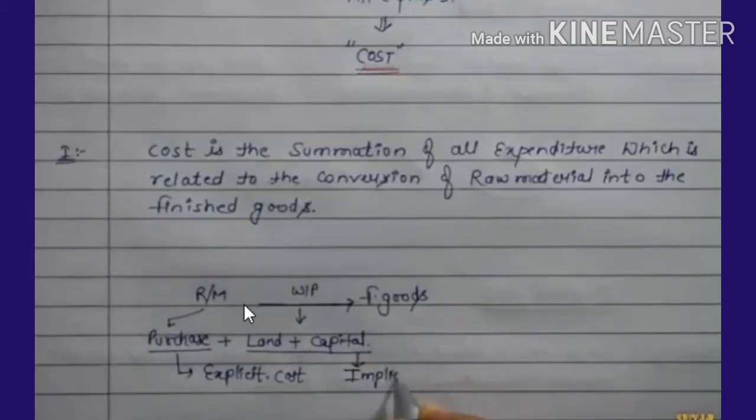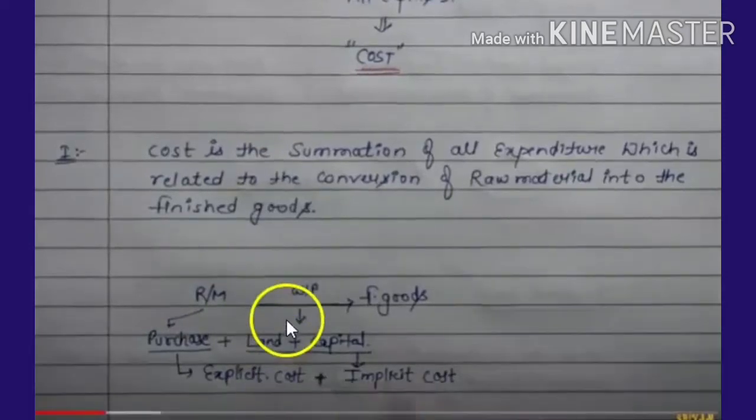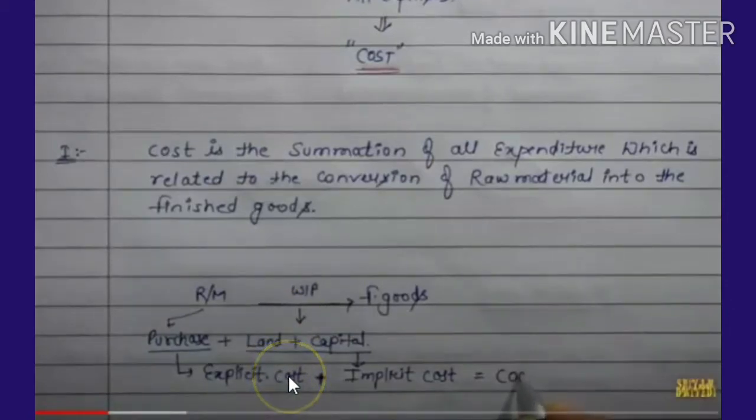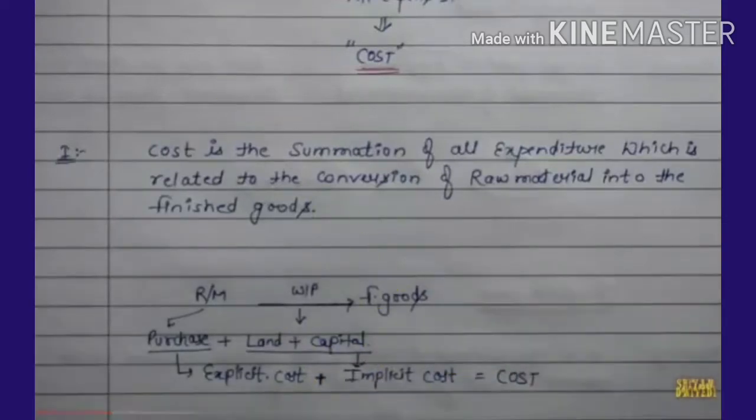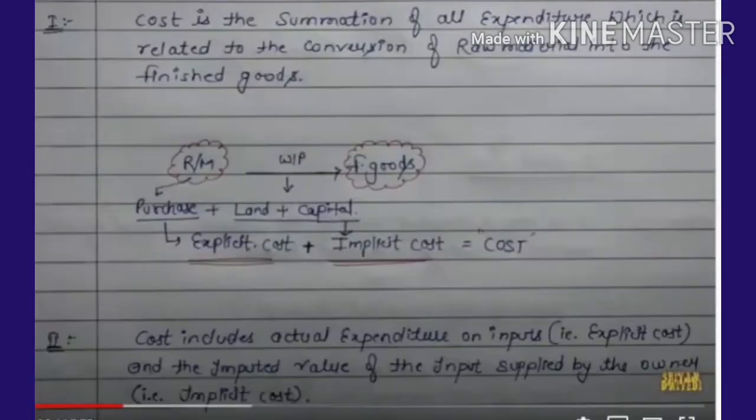So it has been divided into two: explicit cost and implicit cost. So there are two divisions that we come under. This is explicit cost and implicit cost. By adding these two, we will be getting the cost. Cost includes all expenditure on inputs, that is explicit cost and implicit cost.